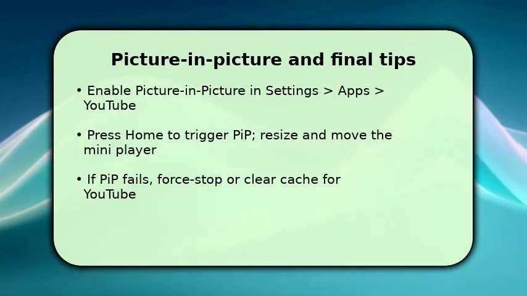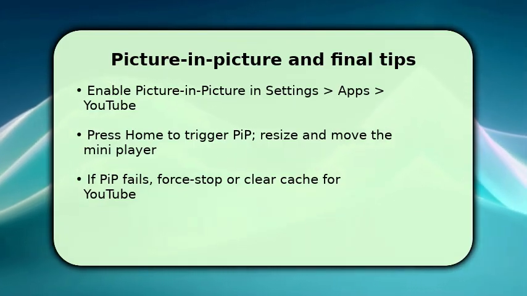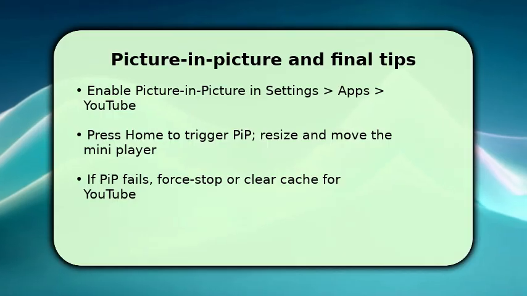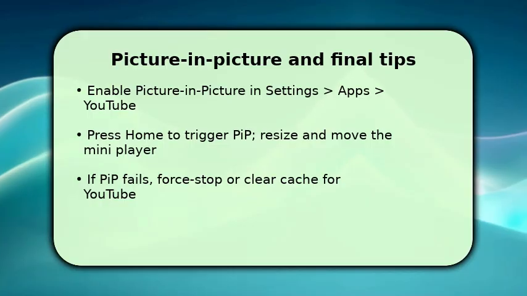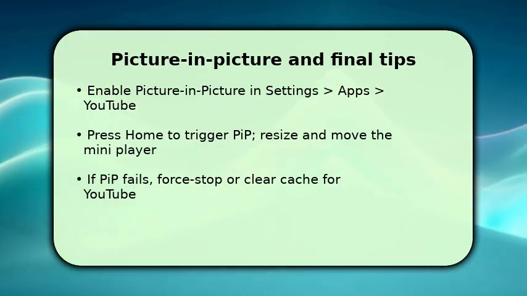If that doesn't work, make sure YouTube has PiP permission and that battery optimization isn't restricting it. If issues persist, force stop the app or clear cache. That often fixes permission glitches and restores normal PiP behavior.